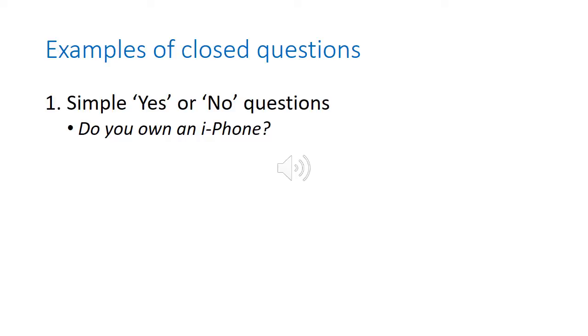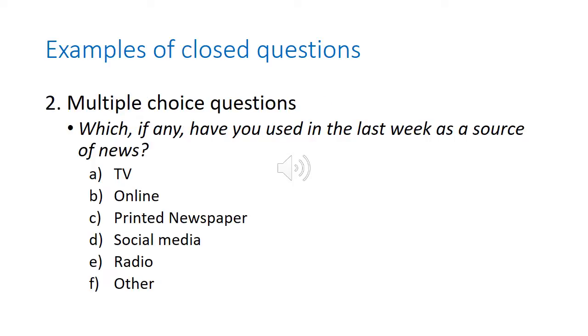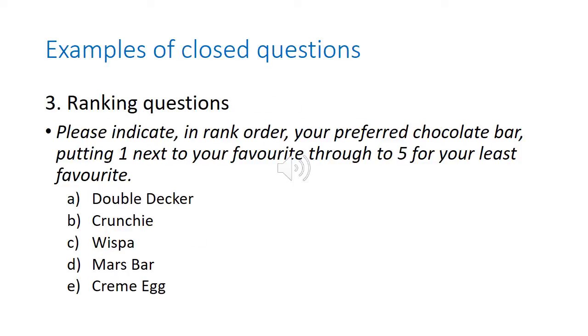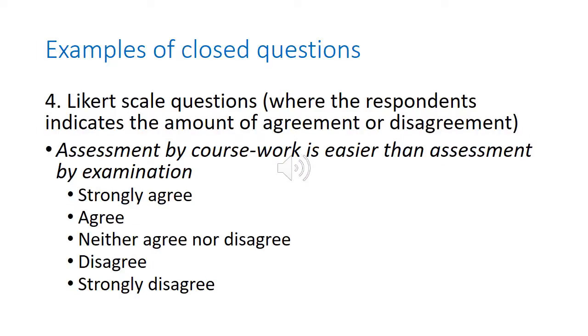Here are some examples of different types of closed questions where the respondent is given a choice of answers. Firstly, simple yes or no questions. Secondly, multiple choice questions could be used, such as the one on the screen. Thirdly, ranking questions could be used. Fourthly, Likert scale questions could be used. These are where the respondents indicate the amount of agreement or disagreement they have with a particular statement.